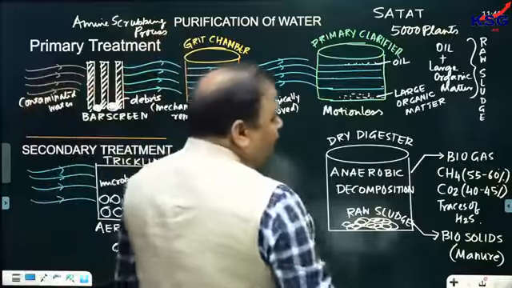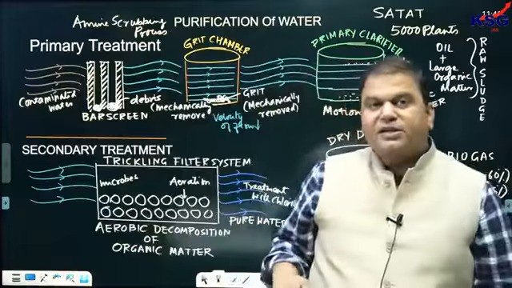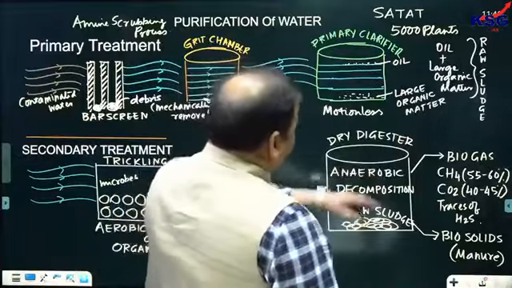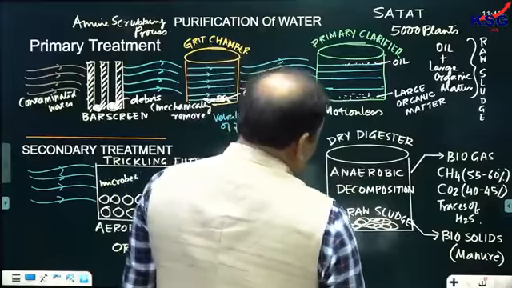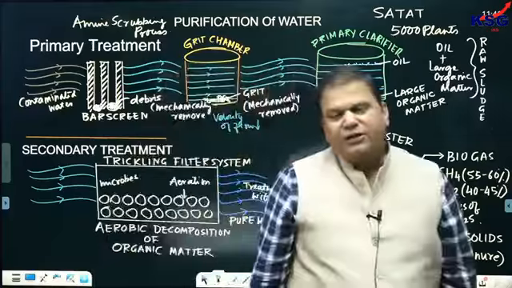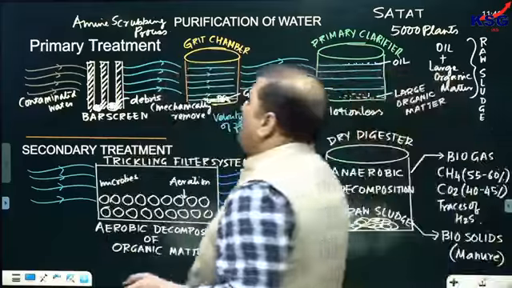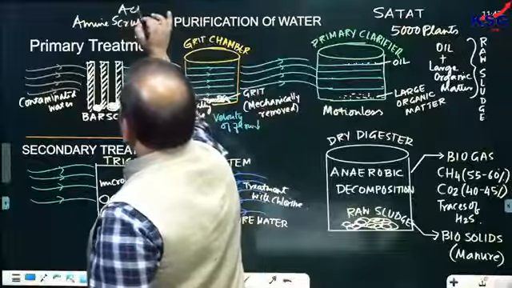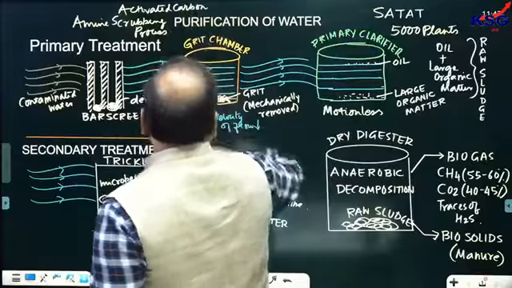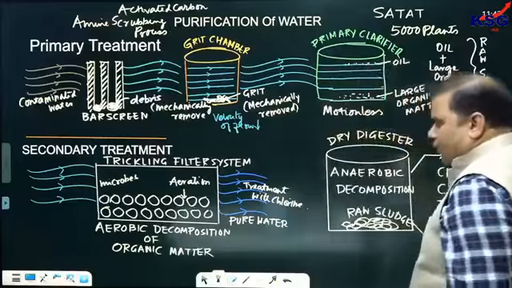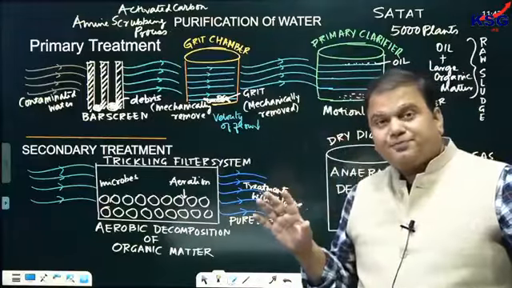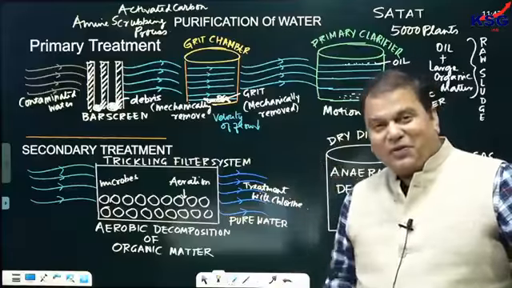CO2 would be removed through the amine scrubbing process. And traces of H2S would be removed with the help of activated carbon. Clear? So we can see what is remaining inside the biogas now.